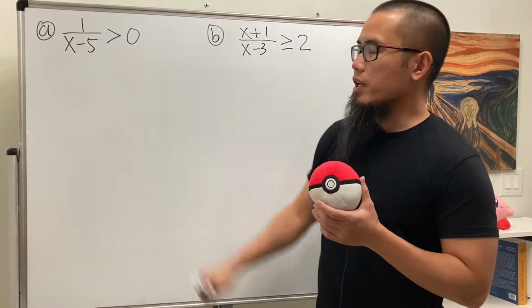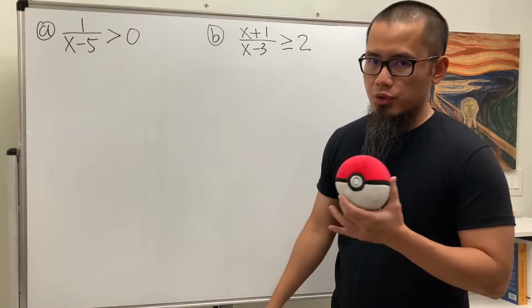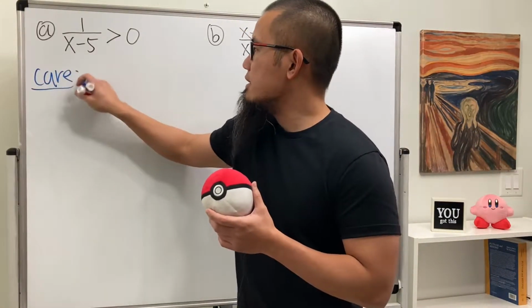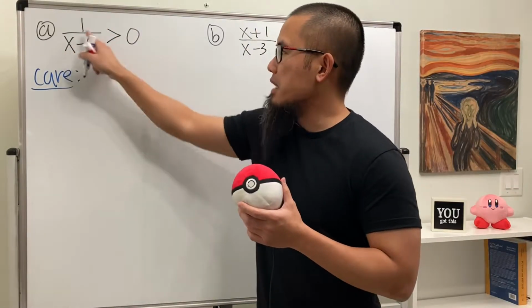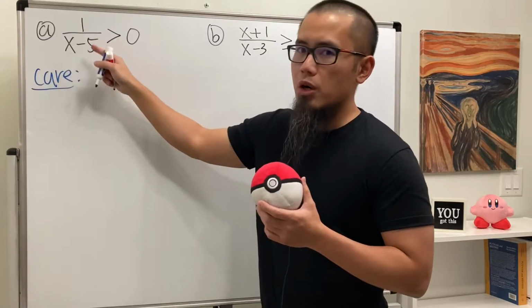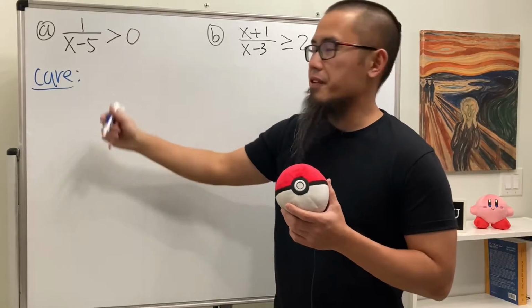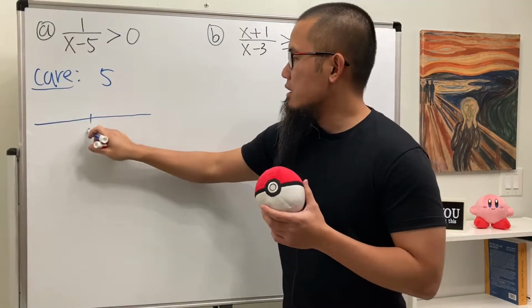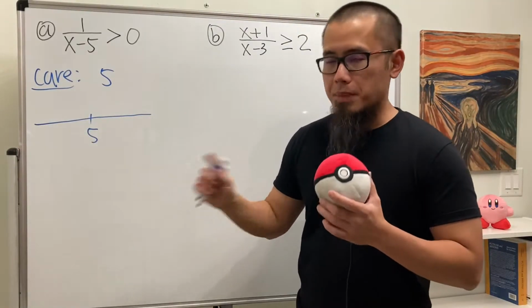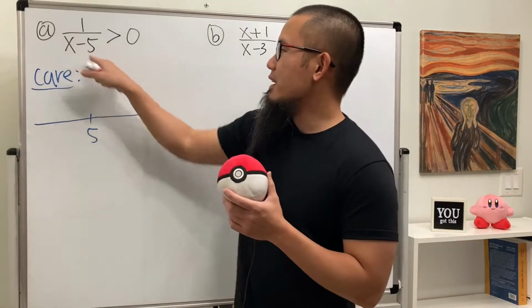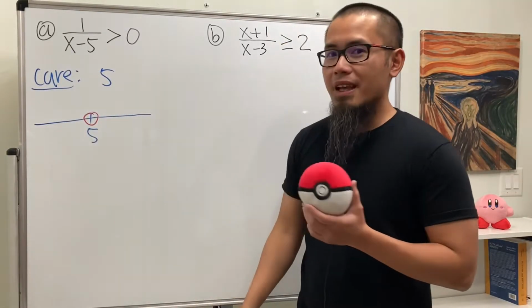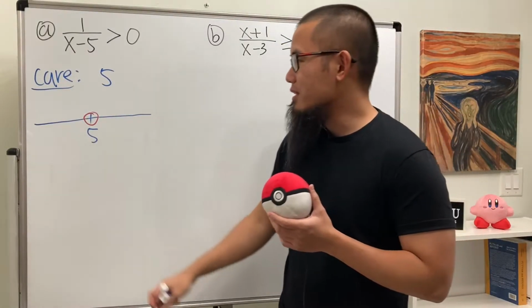We have a 0 right here already, so we can just proceed to find the numbers that we care about. We see that there is no x on the top, we just have x minus 5 on the bottom. Make this 0, well, x is 5, so we only care about 5. So let's go ahead and draw a number line. Here is 5. We care about it, but we are not going to include it because that will make the bottom 0, so definitely not.